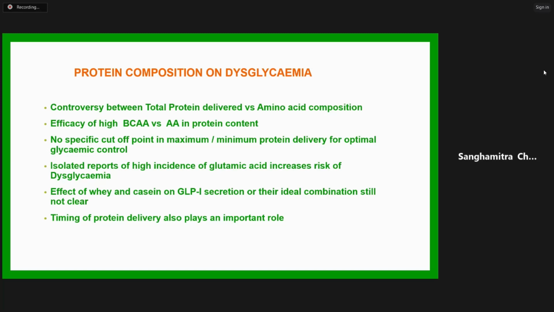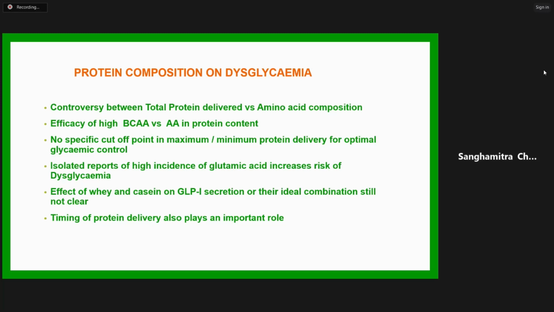Isolated reports of high incidence of glutamic acid have been shown to actually increase the risk of dysglycemia. So now we are over that phase when we just add glutamine unnecessarily. The effect of whey and casein on GLP-1 secretion or their ideal combination is still not clear. We know that it has a positive effect on GLP-1 secretion, but we still do not know the ideal composition.